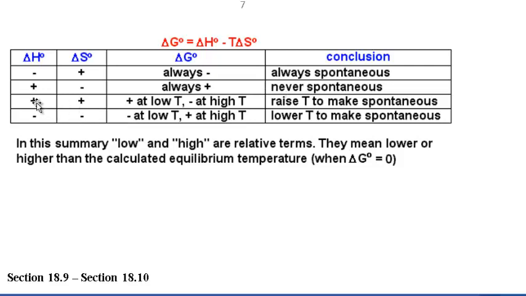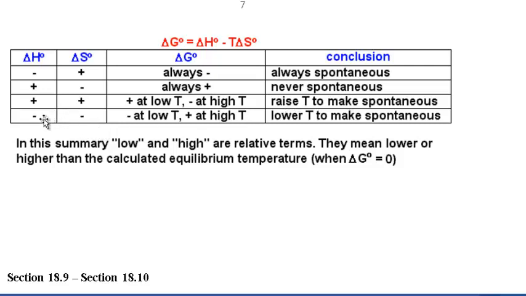Take a look at what happens here. If your delta H is positive and your delta S is positive, so you have a positive and a negative with a positive, however, if your temperature is low enough, you can still get this to be positive. If your T is overwhelmingly high enough, the negative with the high T and the positive delta S makes this negative. So here we have a temperature dependence. At high temperatures, the reaction is exergonic. So if you want to make the reaction spontaneous, you raise the temperature.